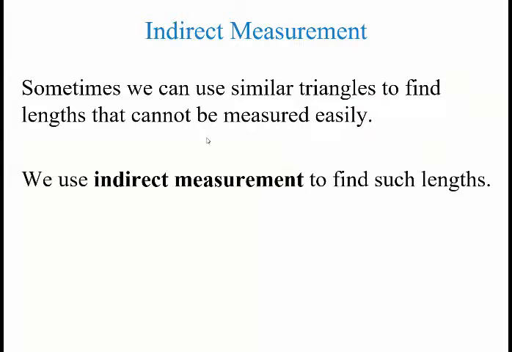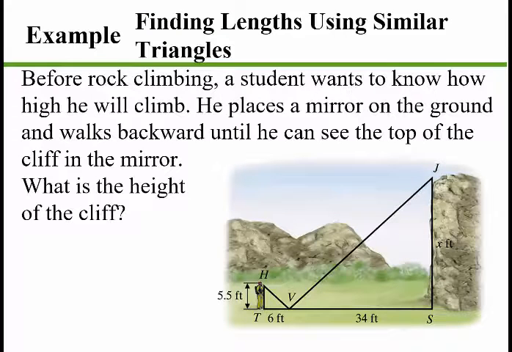All right, let's move on and talk quickly now about indirect measures. So sometimes we can use similar triangles to find lengths that cannot be measured easily. So we use these indirect measures to find such lengths. So I got this one example here. Before rock climbing, a student wants to know how high he will climb. He places a mirror on the ground and walks backwards until he can see the top of the cliff in the mirror. What is the height of the cliff?